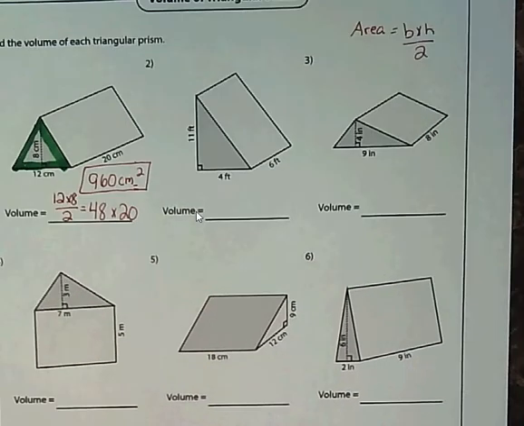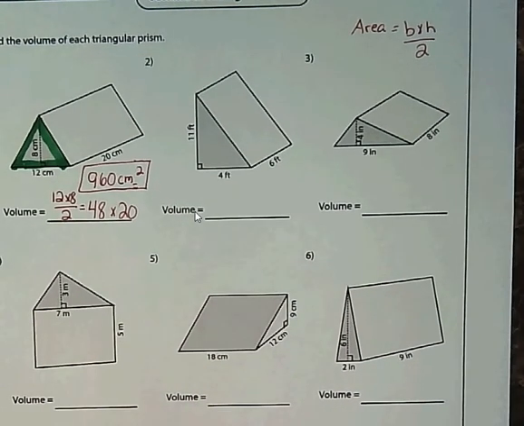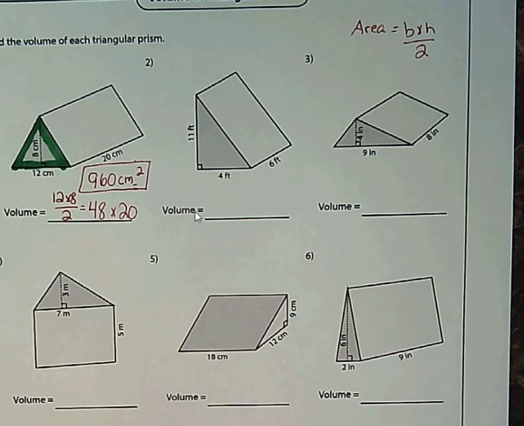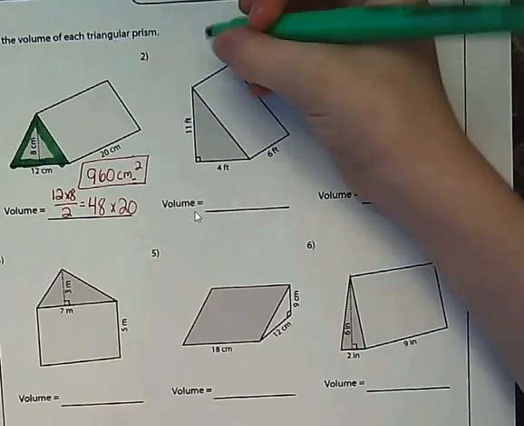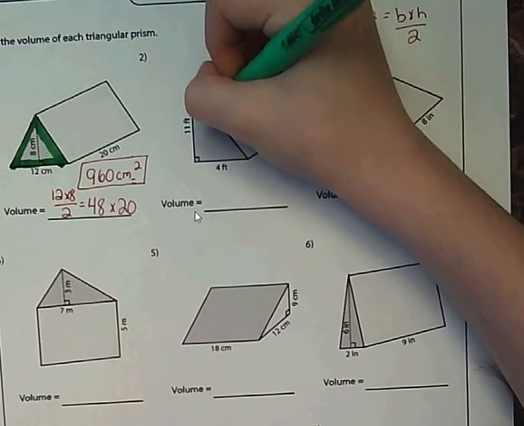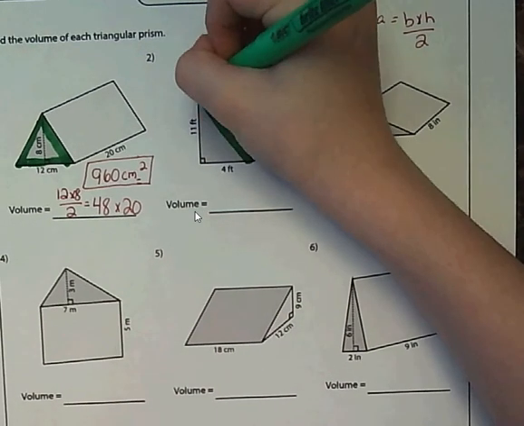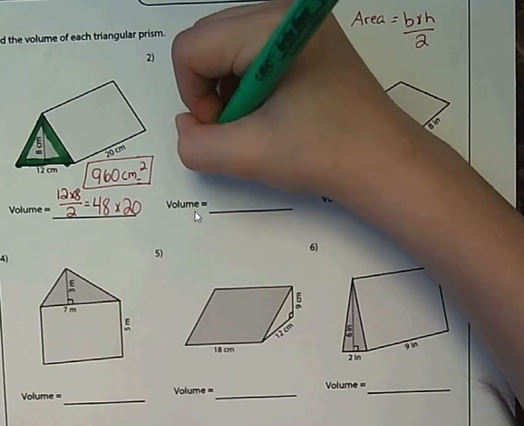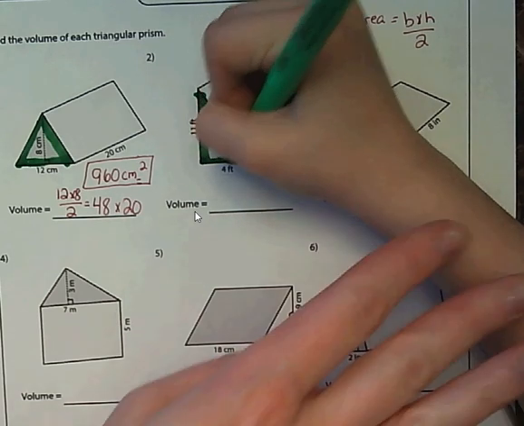Now let's try the area for number 2. Just a reminder, the base is once again a triangle. Liana, can you highlight the triangle one more time? So you're going to find the area of that triangle and then multiply by the height. So try it out.